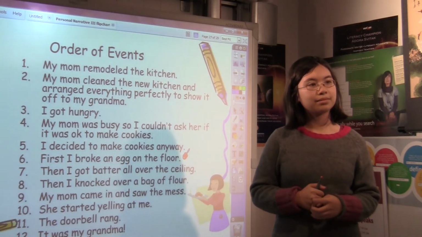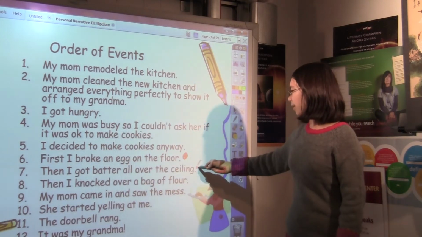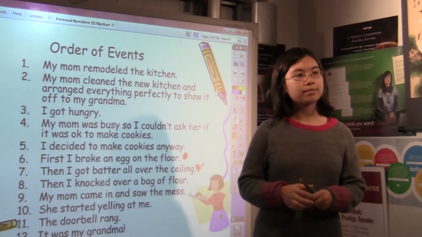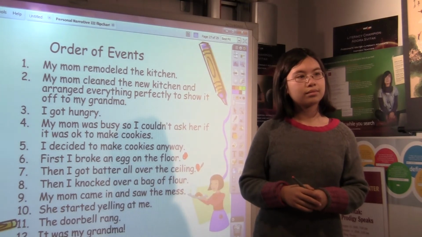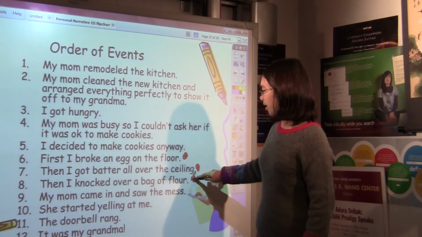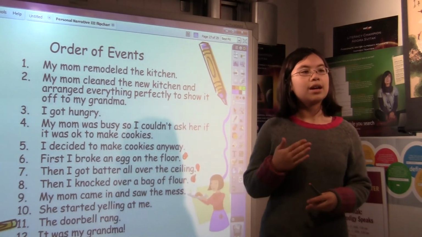Then I got batter all over the ceiling. Okay, so this is also an exciting point right here, the getting batter all over the ceiling. Then I knocked over a bag of flour. Okay, the flour.